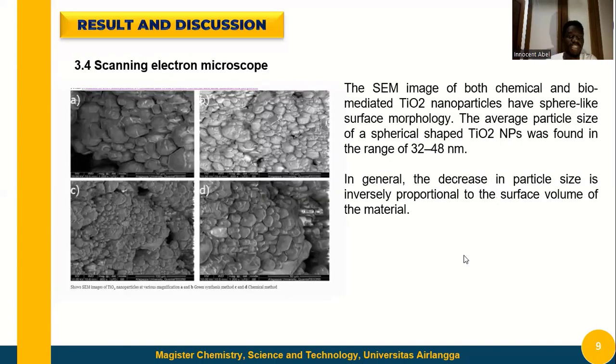Also from the image of the same, it was revealed that both nanoparticles, the chemically synthesized and the biosynthesized, showed some kind of spherical morphology. And also it was observed that the range of the nanoparticle size is around 32 to 48 nanometer. So in general, the decrease in particle size is inversely proportional to the surface volume of the material.